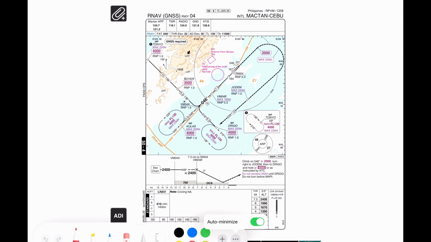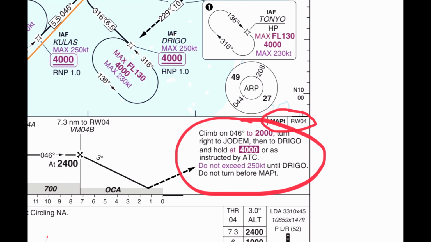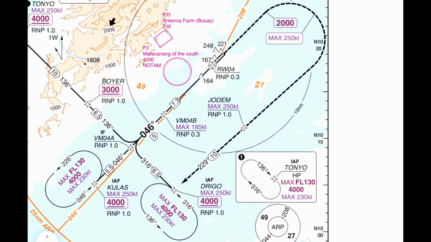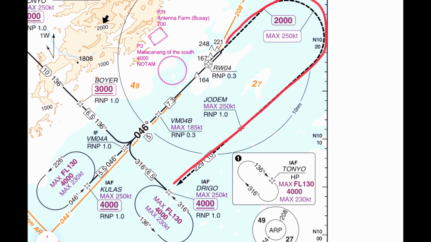So as you can see, this is the runway 04 chart of Mactan, and over here you will see missed approach runway 04, and this is the procedure for it. Climb on 046 to 2000, turn right to Jodem, then to Drigo, and hold at 4000 or as instructed by ATC. Do not exceed 250 knots until Drigo, and do not turn before the missed approach point. So this instruction written here is corresponding to this dotted line. This is the go around track.